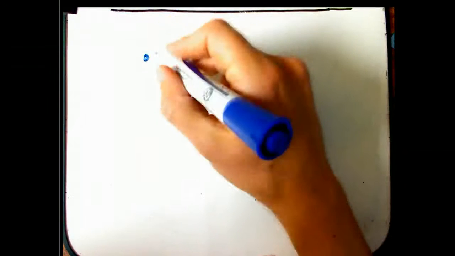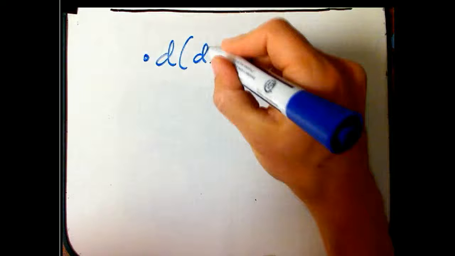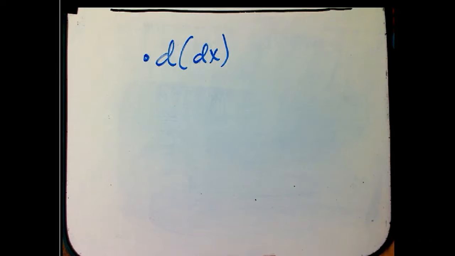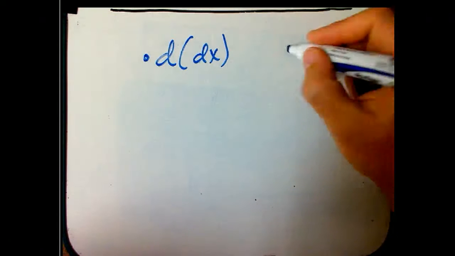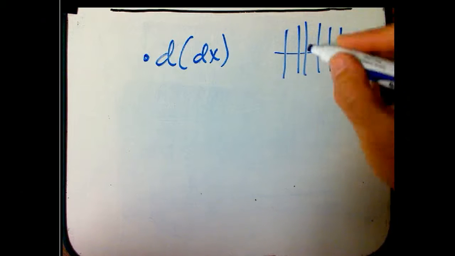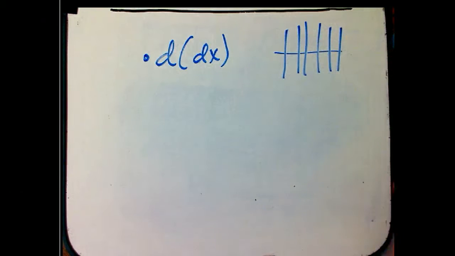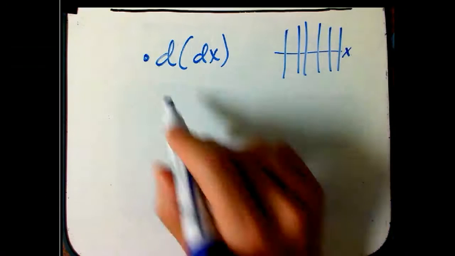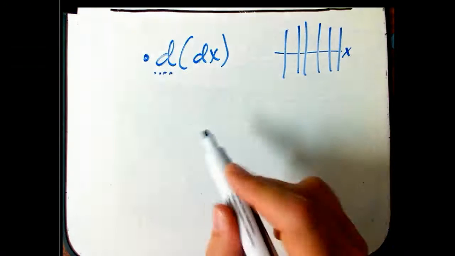Okay, so here's our first example. D of dx. That's the simplest 1 form I can think of. And let's just draw that in 2 dimensions. It's exactly the same in 3 dimensions or higher. There's the picture of dx, uniformly spaced along the x-axis. These are the stacks.